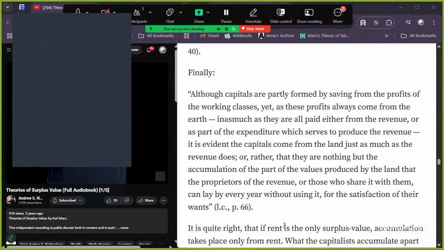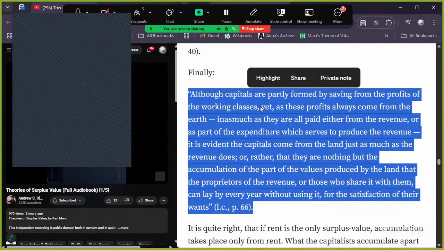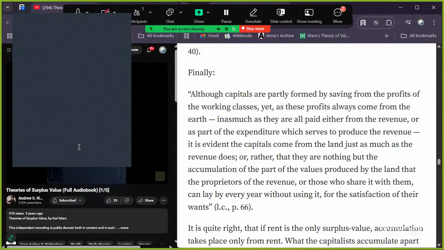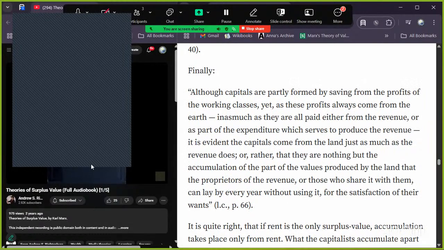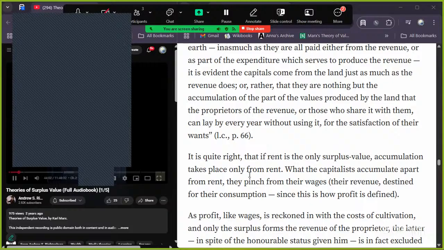Finally, quote, although capitals are partly formed by saving from the profits of the working classes, yet, as these profits always come from the earth, inasmuch as they are all paid either from the revenue or as part of the expenditure which serves to produce the revenue, it is evident that the capitals come from the land just as much as the revenue does, or rather that they are nothing but the accumulation of the part of the values produced by the land that the proprietors of the revenue, or those who share it with them, can lay by every year without using it, for the satisfaction of their wants, end quote.